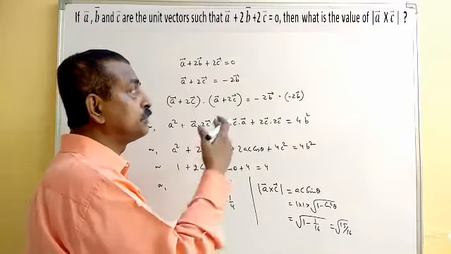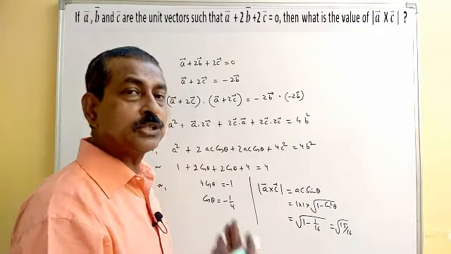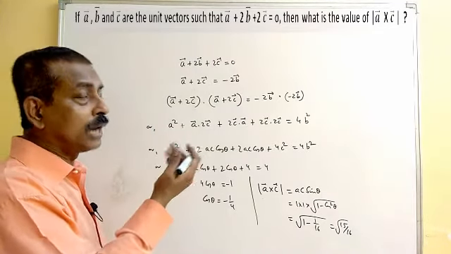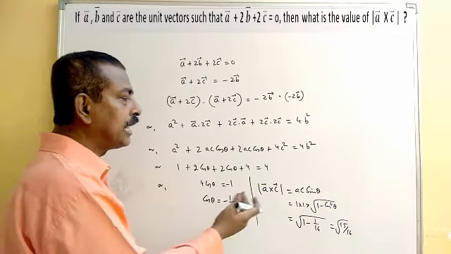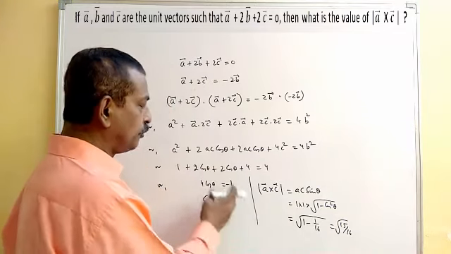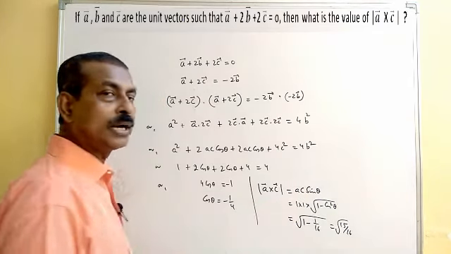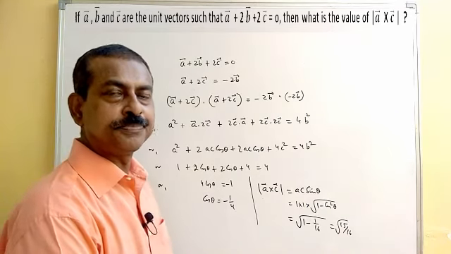Of course, if you directly try to get the value of A cross C, in that case you will get trapped, because then you will have to work out how to get that particular term. So it is best that we first get the cos theta term, and then substitute in the formula which is required. So this is how you can solve this problem.